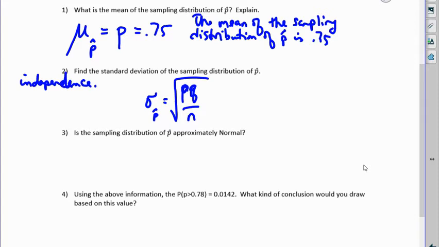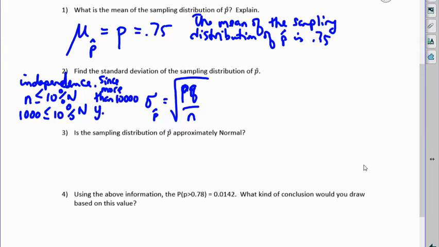The way to check it when you have a finite population, in this case internet users, that's a finite population, is to check if our sample size is less than or equal to 10% of the population size. 1,000 less than or equal to 10% of N, and I would say since there are definitely more than 10,000 young adult internet users, then we have fulfilled the independence condition and we can go on and find our standard deviation of the sampling distribution.